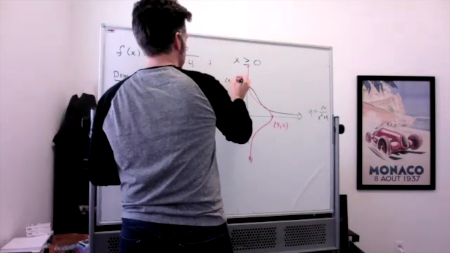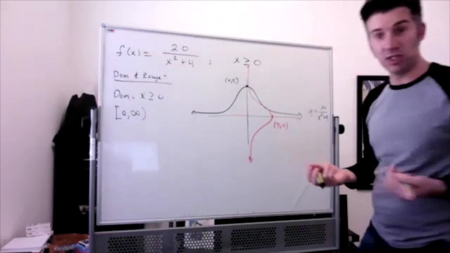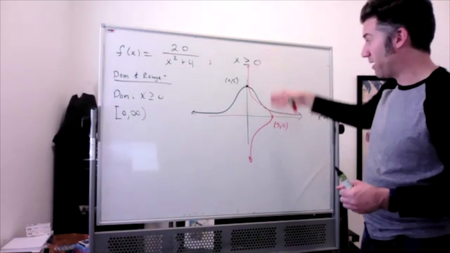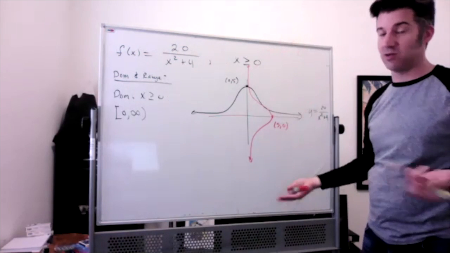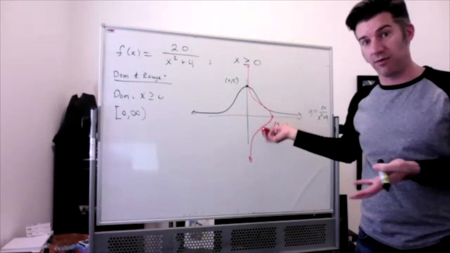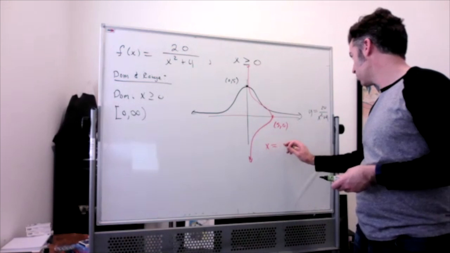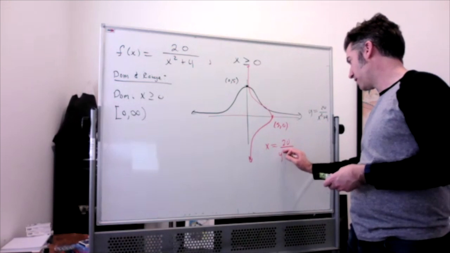So here is the inverse relationship. And the problem is, I think you can all see this graph in red fails the vertical line test. So it's not really a function. But this is definitely the equation x equal to 20 over y squared plus 4.